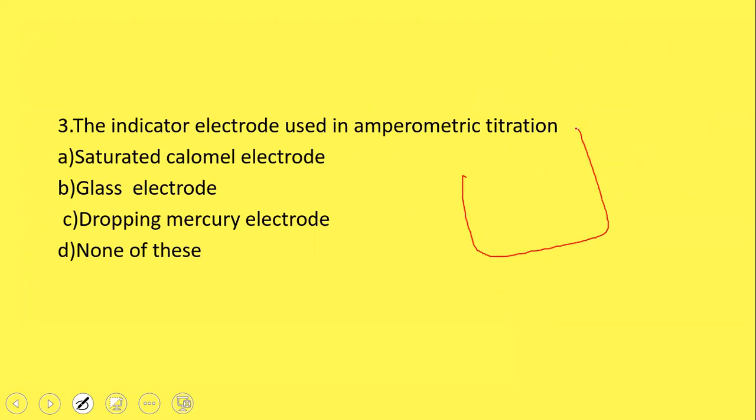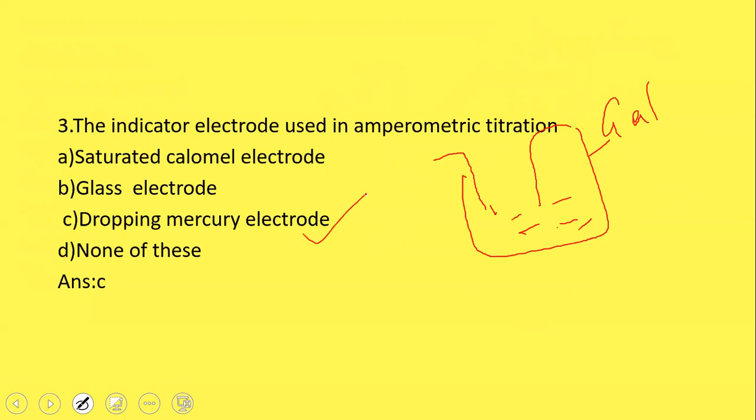Because we have to apply potential between these electrodes, and if an electroreducible substance is present, the galvanometer shows a deflection. That is the principle. So we have an indicator electrode and a reference electrode in amperometric titration. Here the question is asking which is the indicator electrode used in amperometric titration. So dropping mercury electrode is the indicator electrode, or a rotating platinum electrode can also be used.